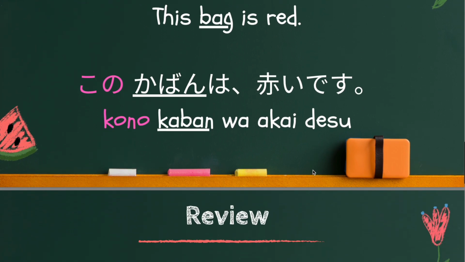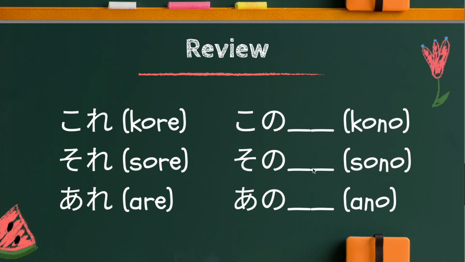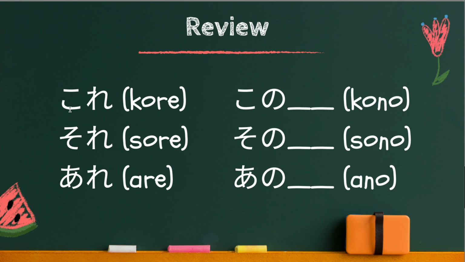So let's review what we just talked about. これ、それ、あれ means this, that, and that one over there. And they can be used by itself. Like これはカバンです。This is a bag. あれは山です。That is a mountain. But この、その、あの they have to be followed by a noun. So you are more specific about what you are pointing at.